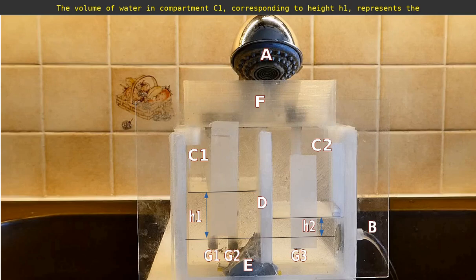The volume of water in compartment C1, corresponding to height H1, represents the radiant heat accumulated beneath the Earth's surface. The volume of water in compartment C2, corresponding to height H2, represents the radiant heat accumulated in the liquid or solid water of the clouds. The height H2 depends only on the total feed rate, regardless of its distribution between the two compartments. The height H1 is greatest when only compartment C1 is fed. This corresponds to the case of an atmosphere completely transparent to solar radiation.